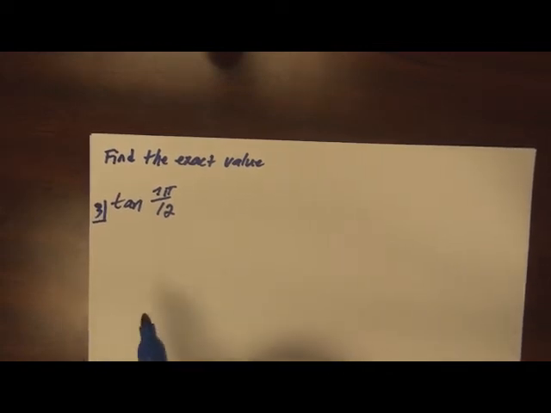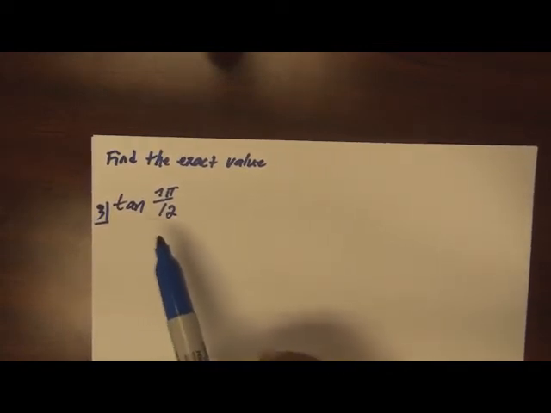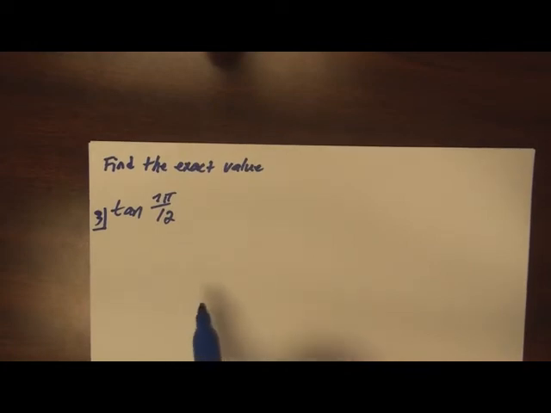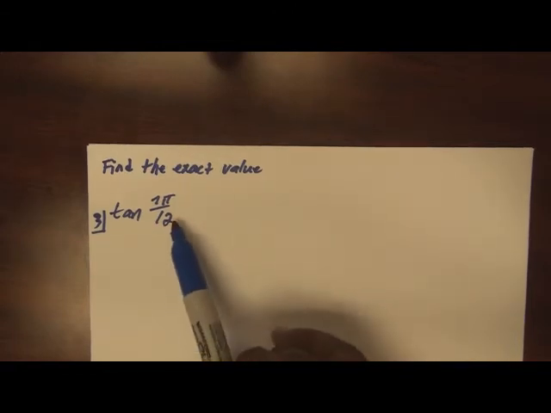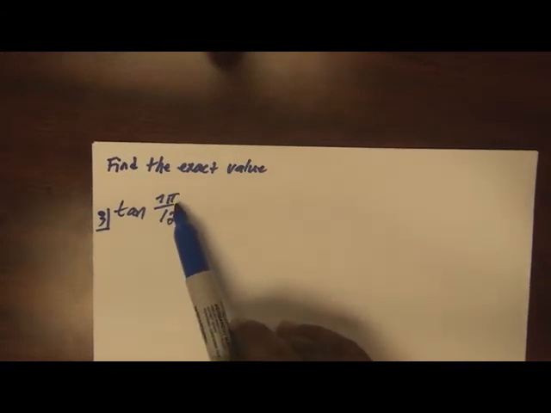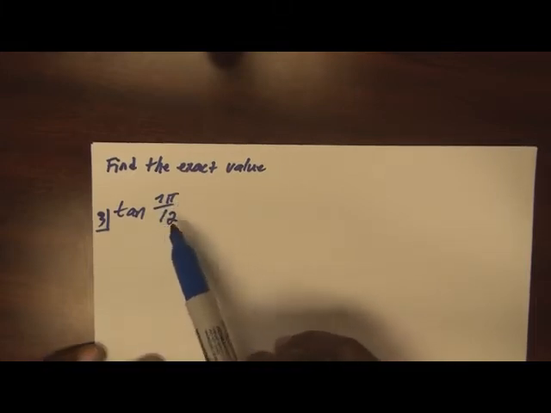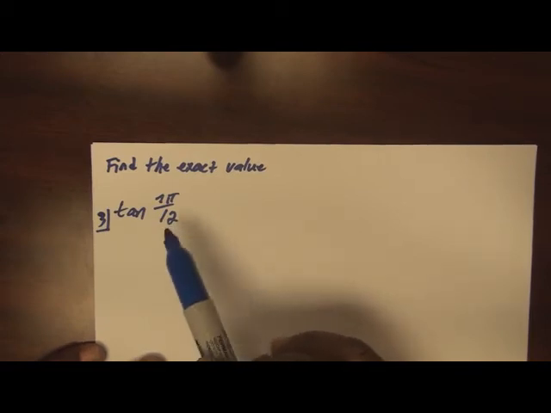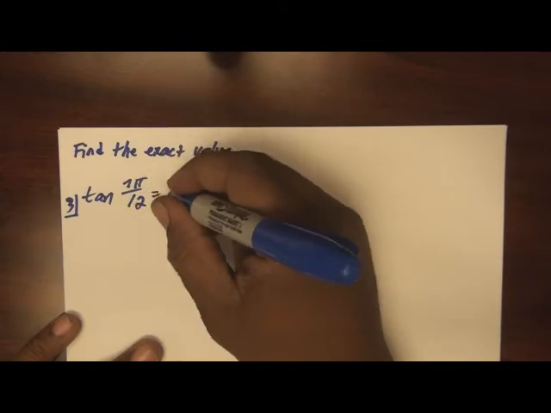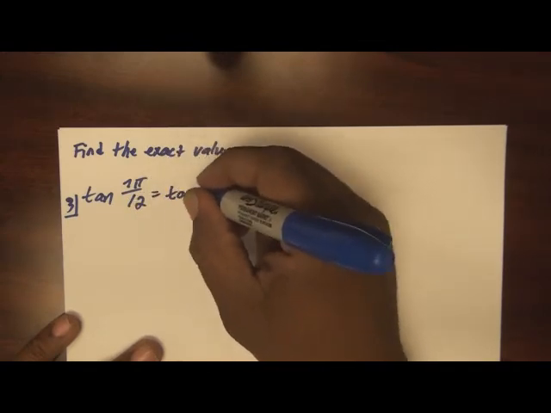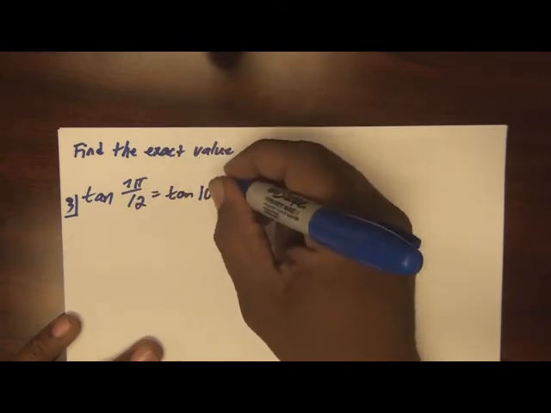In this example, we'll find the exact value for tangent of 7 pi divided by 12. So once again, we'll convert 7 pi over 12 radians to a degree measure. Keep in mind that pi is equal to 180 degrees. So 7 times 180 divided by 12 gives us 105 degrees. So I'll rewrite the tangent of 7 pi over 12 as the tangent of 105 degrees.